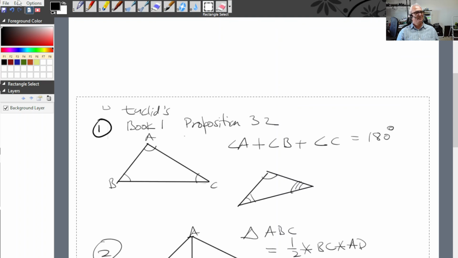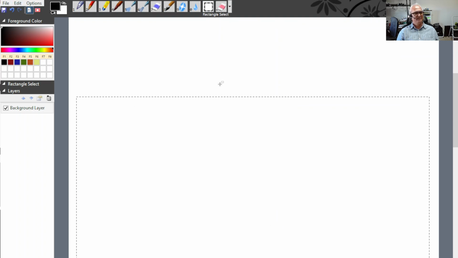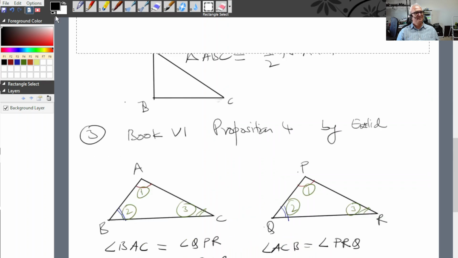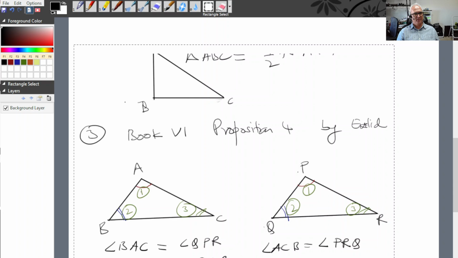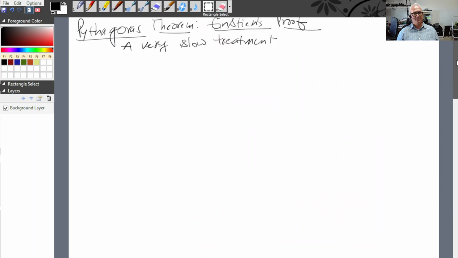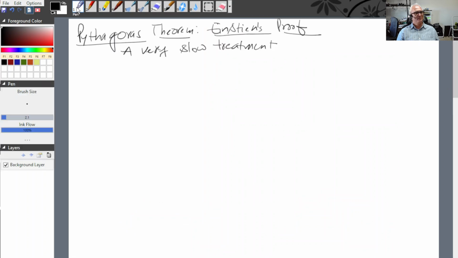I am cleaning up the space. Okay. So here is our right angle triangle.